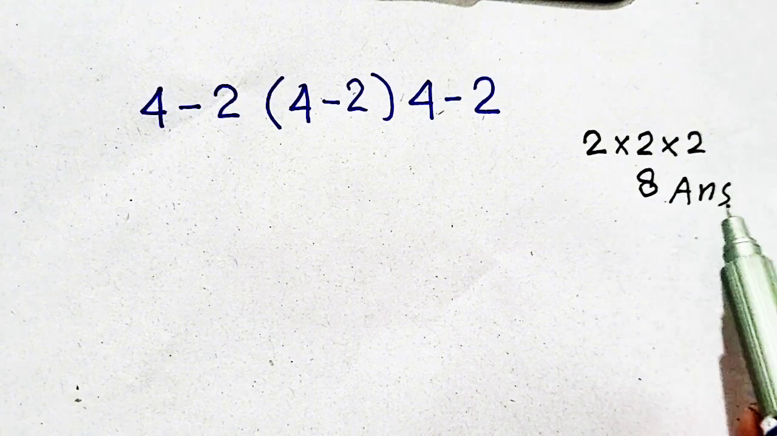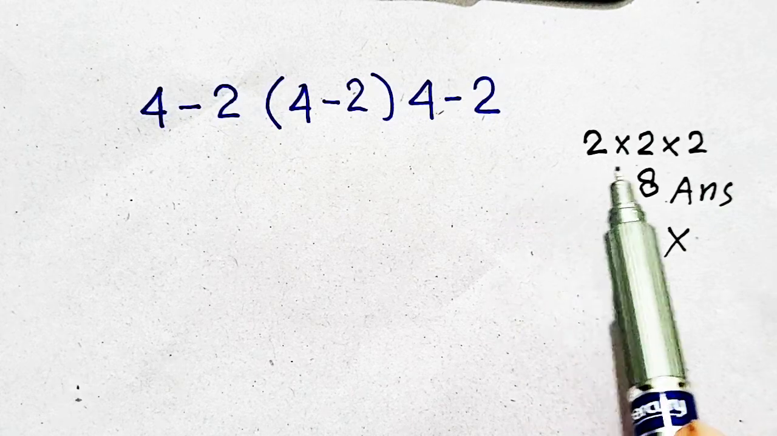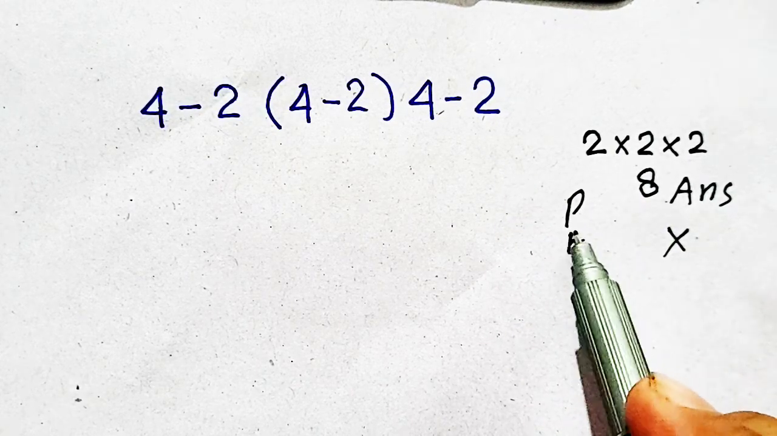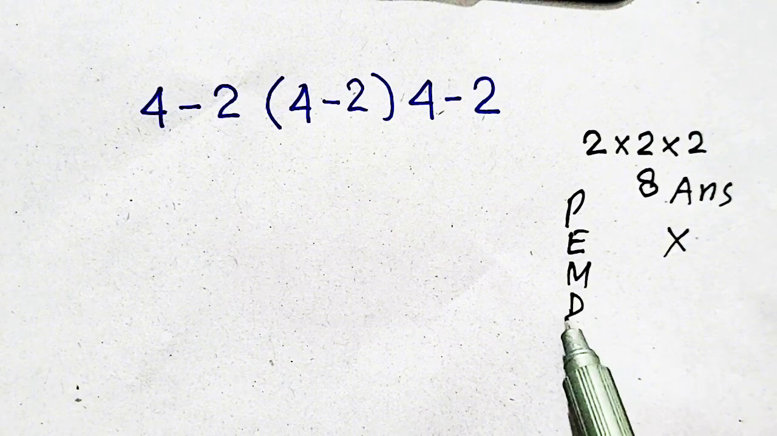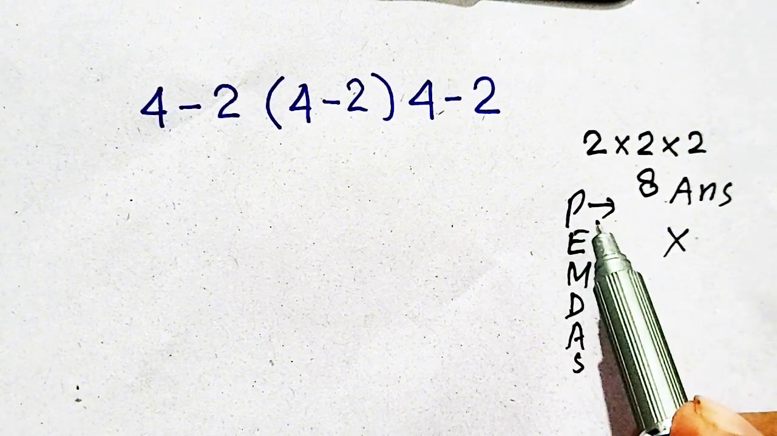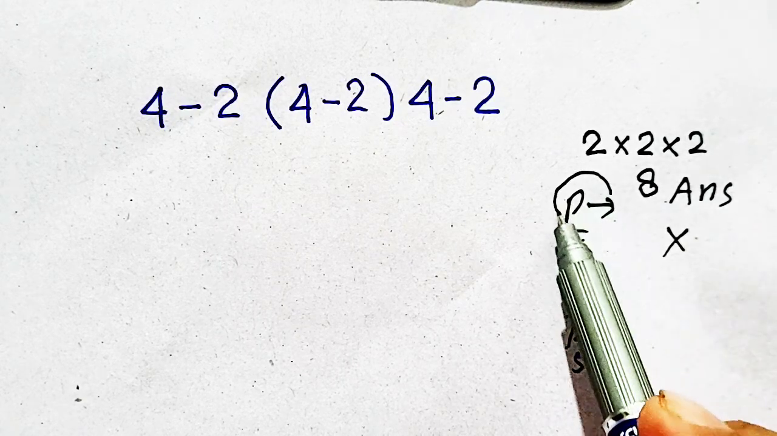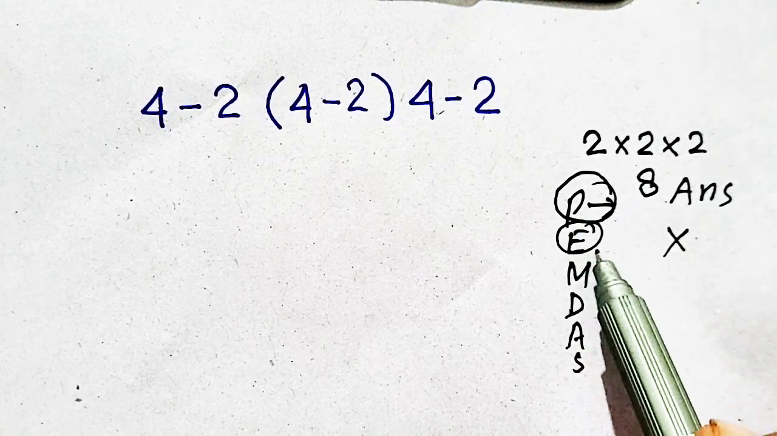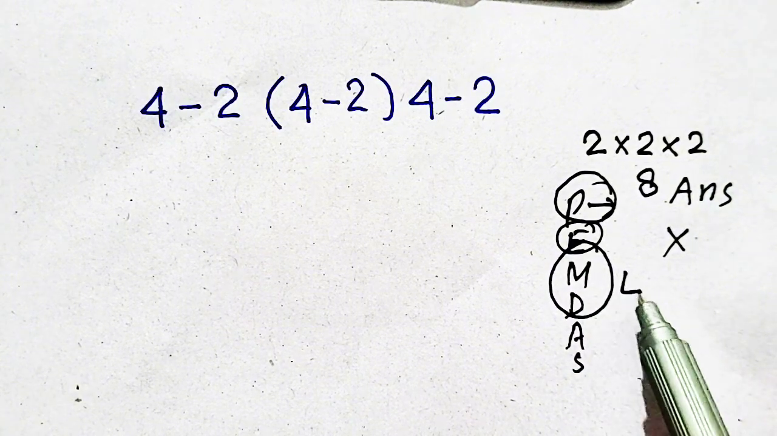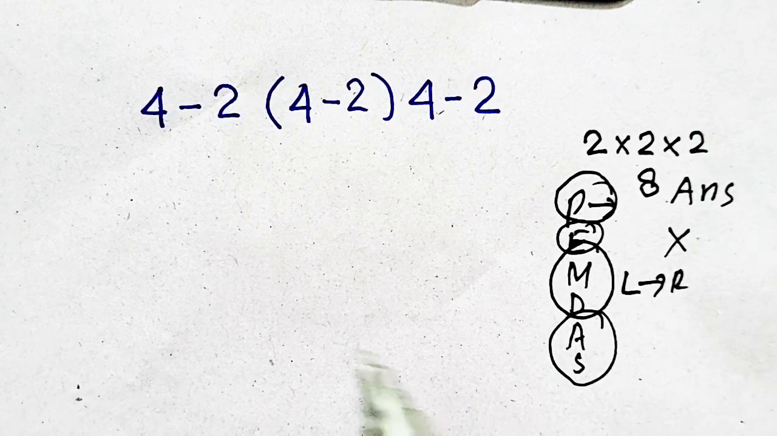But 8 is not the correct answer because we have not followed the order of operations, which is according to PEMDAS. Now, according to PEMDAS, we have to solve parentheses first. So first of all, we have to solve the parentheses, then exponents, then multiplication and division from left to right, and then addition and subtraction.